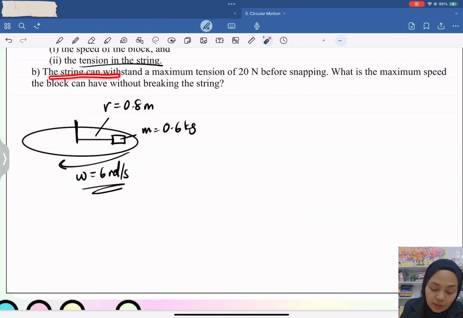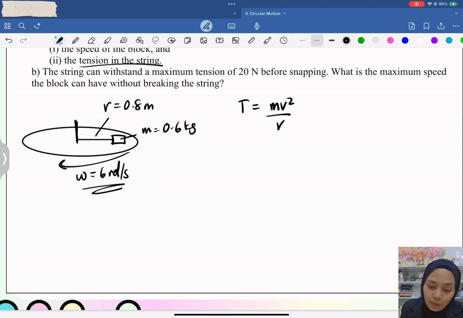Next question: the string can withstand a maximum tension of 20 Newton before snapping. What is the maximum speed the block can have without breaking the string? Just now we have T equals mv squared over r. We're going to add the 20 Newton into the equation. The mass is the same, which is 0.6. The velocity is what we're looking for, and the radius is also the same.